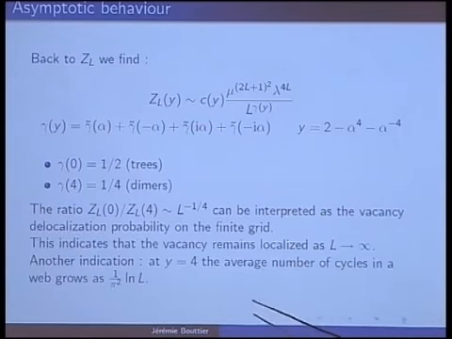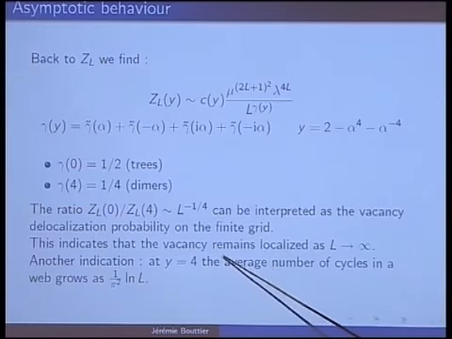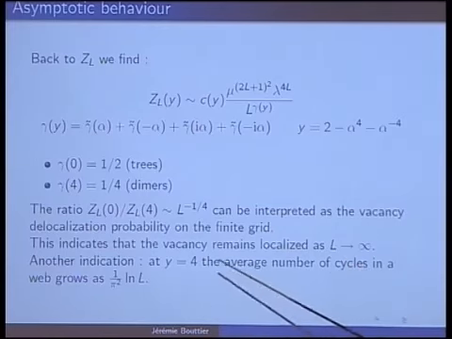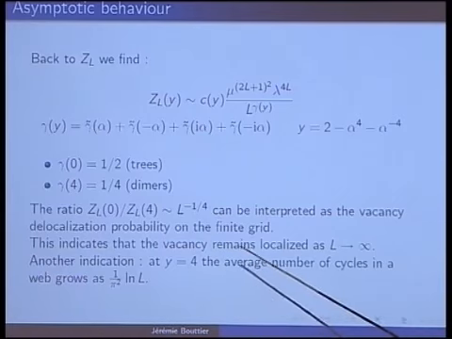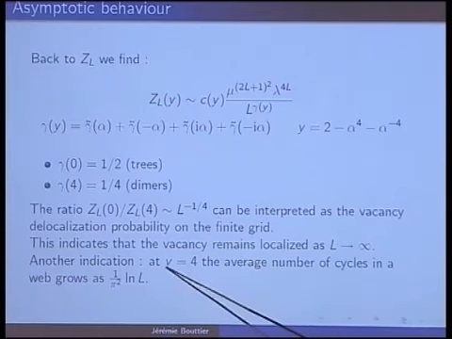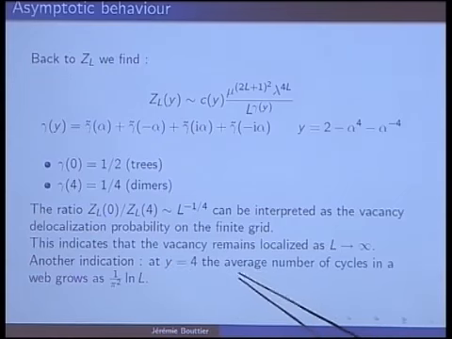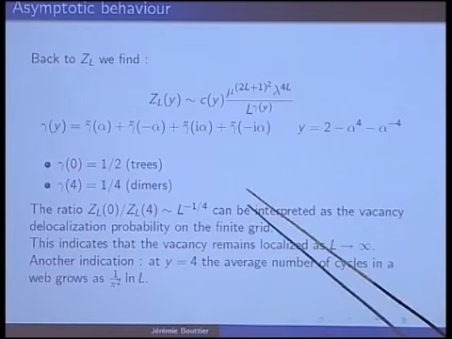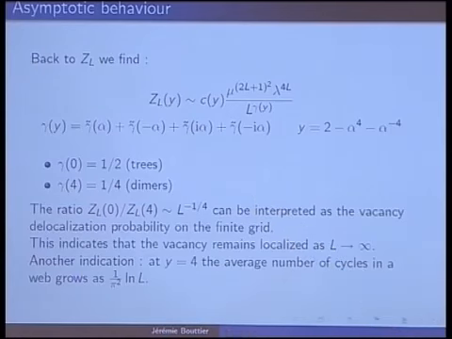So it's an indication that when you take the size going to infinity, the vacancy cannot reach every site. Another indication is that you can also compute an observable, the average number of cycles in a web, and this grows logarithmically as L, so that would mean that in the large limit there is always at least one cycle, and I recall that cycles are the things that prevent the vacancy from going to infinity.